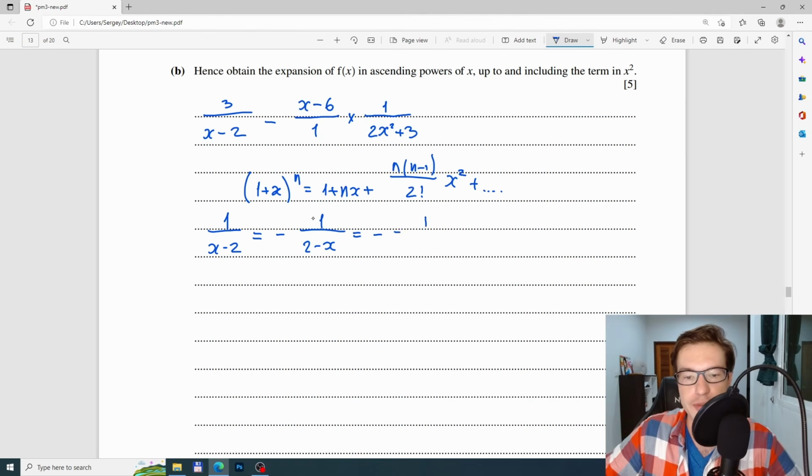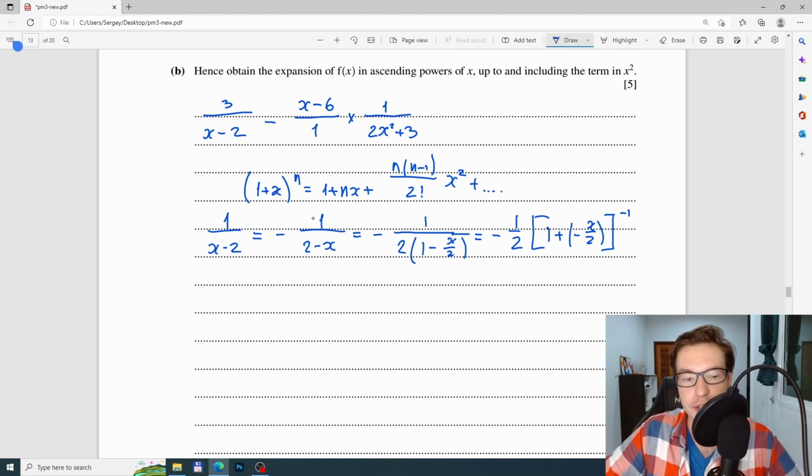A couple of more steps. It's going to be minus 1 over 2 times factorizing. So 1 minus x over 2, which equals minus 1 over 2 times 1 plus minus x over 2, then to the power of minus 1.